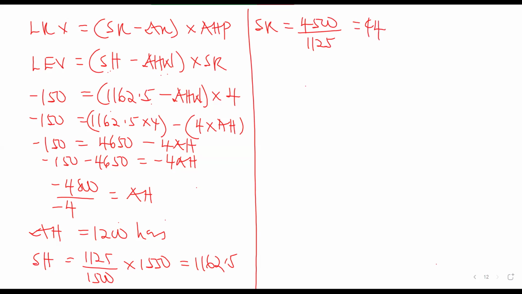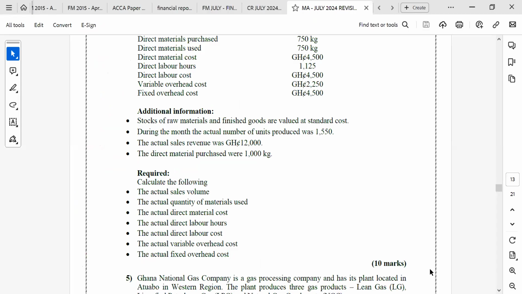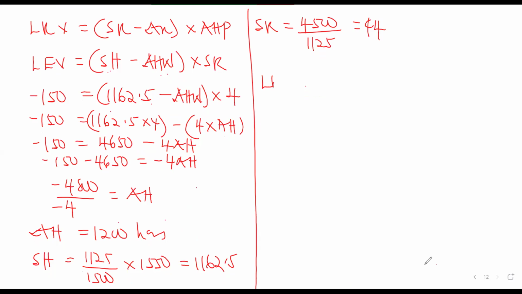What is the next item that you have to calculate? The actual direct labor cost. The actual direct labor cost will be calculated using what? The labor rate variance. That will give us the standard rate minus the actual rate, multiplied by the actual hours paid for. Since we don't have any information on that, we assume that the actual hours paid for is the same as the actual hours worked. So we have the labor rate variance. What is the labor rate variance given to us?